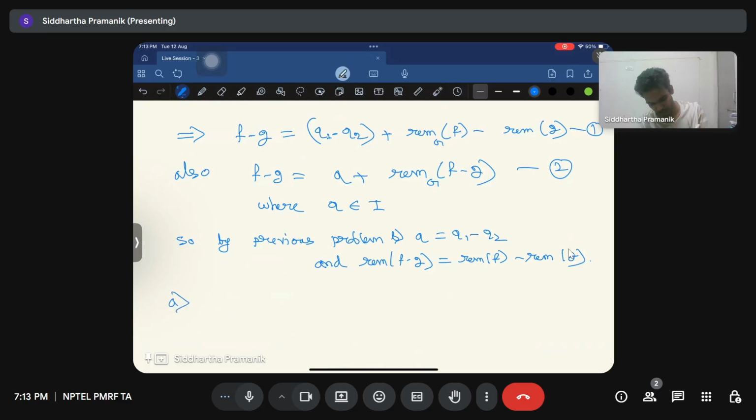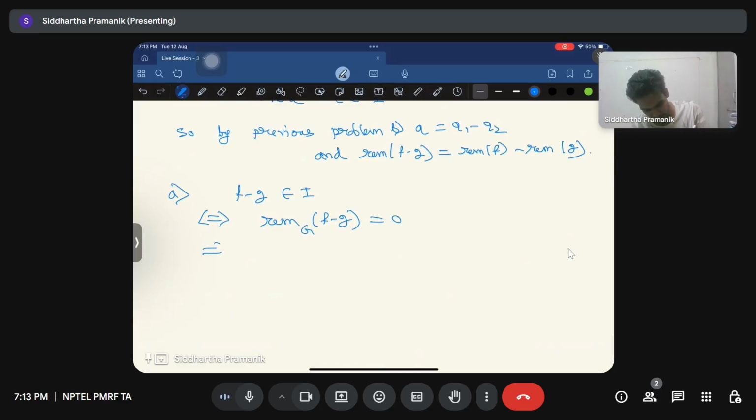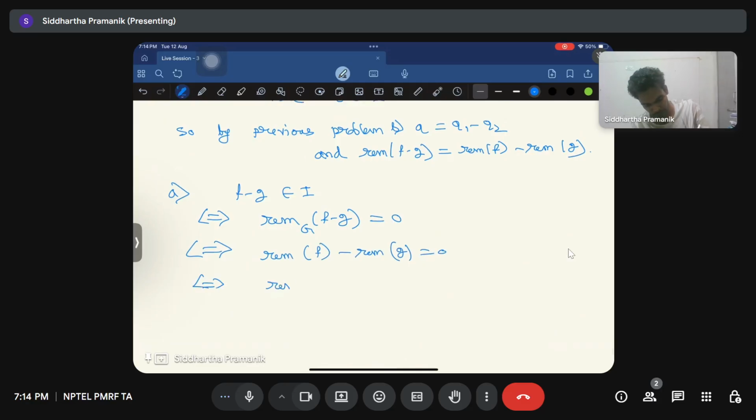So let's prove the first part. So f minus g is in I if and only if the remainder of f minus g when divided by G is 0, and that is if and only if the remainder of f minus the remainder of g is 0, that is if and only if the remainder of f equals the remainder of g.